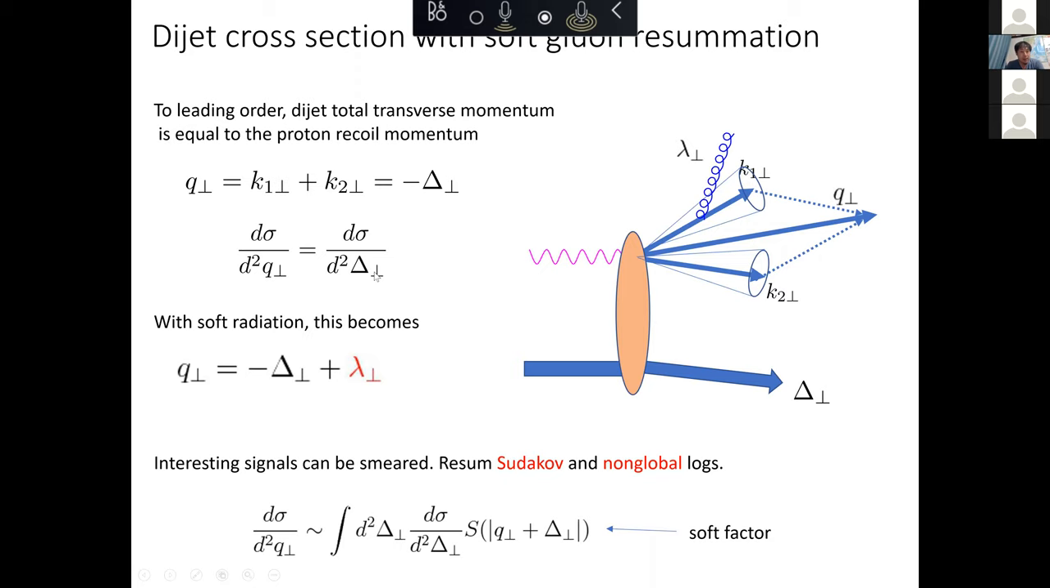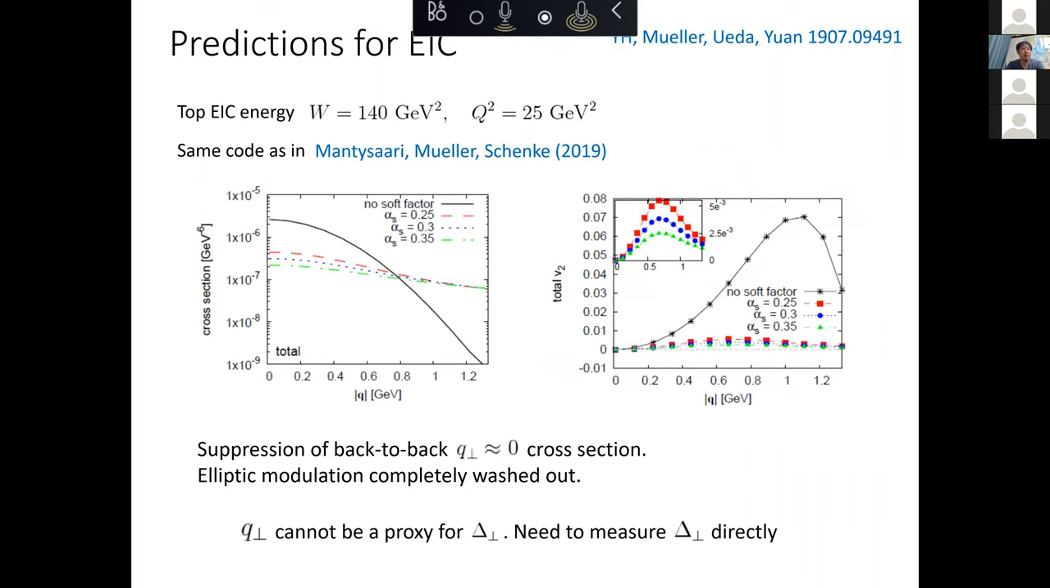You need a resummation to all orders of the soft gluon radiation outside the jet cone. We did this, and here is the result for realistic EIC kinematics. The solid black curve is the original leading-order cross section. But if you do the resummation, you see these dotted and dashed curves, the cross section after the resummation. And you see that the black line, the original B2, is completely washed out.